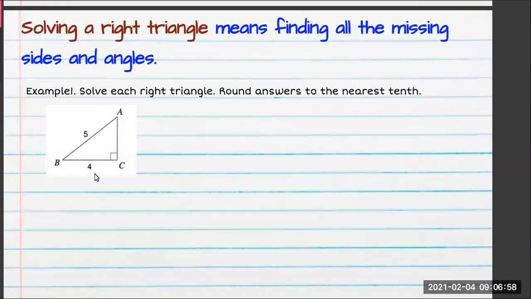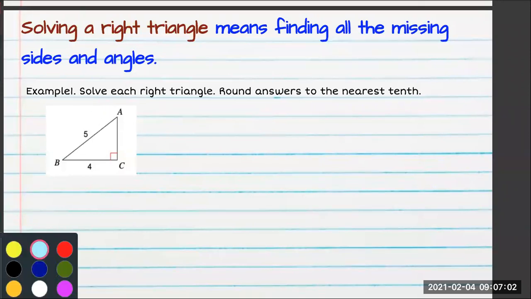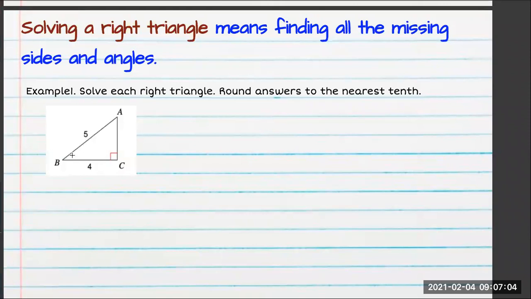So what we want to do is to find the missing sides and angles. So we want to find this angle. We don't know this. We want to find this angle and we want to find this side. So three of them that we need to determine. All right. Now, let us just label this side right here.